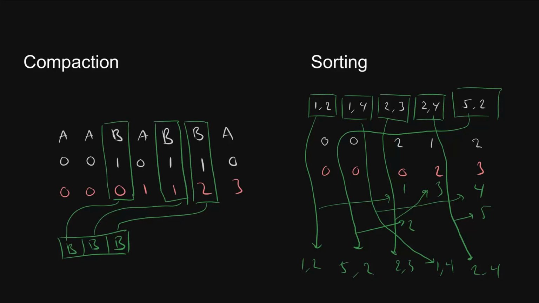Another application is sorting. So say, for example, we have these pairs of numbers, and we've generated them sorted by their first member, but we actually want to sort them by their second member. The first step will be to compute the counts of the second values.